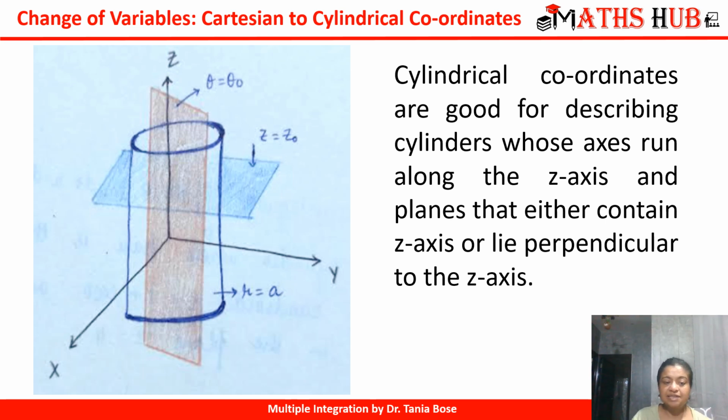that either contain the z-axis or lie perpendicular to the z-axis. So here you can see that if there is a circular base in the xy plane and we elongate that base along the z-axis, we will get a cylinder. So it is very beneficial when we do the questions of cylinders with cylindrical coordinates. They become easy to solve, right? So we'll try this exercise now.